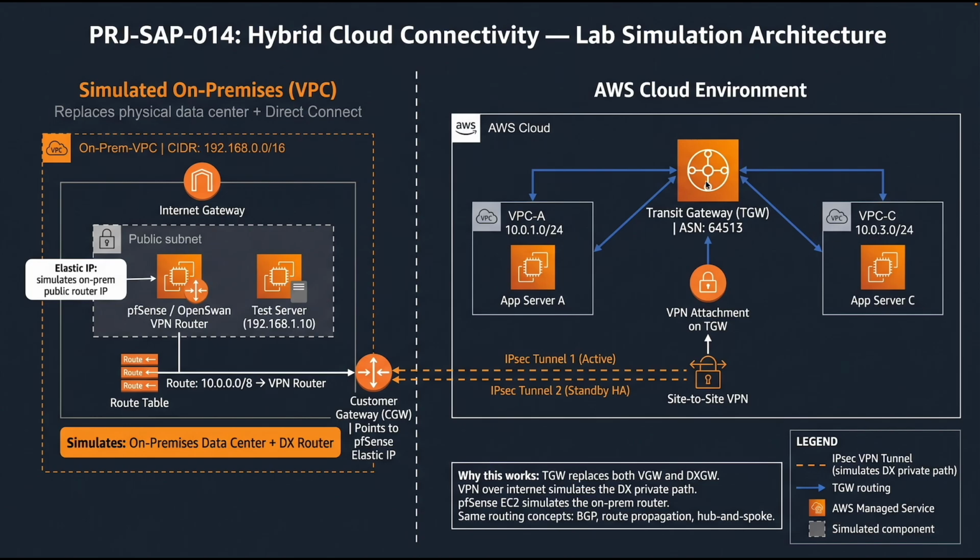Now on the right, where we have our cloud environment, at the center of the architecture is our Transit Gateway, which acts as a centralized cloud router for us. Instead of connecting VPCs through VPC peering, in this case we're going to be using Transit Gateway, and I'll explain why. In VPC A, we're going to have an EC2 instance, server A. In VPC C, we're going to have server C.